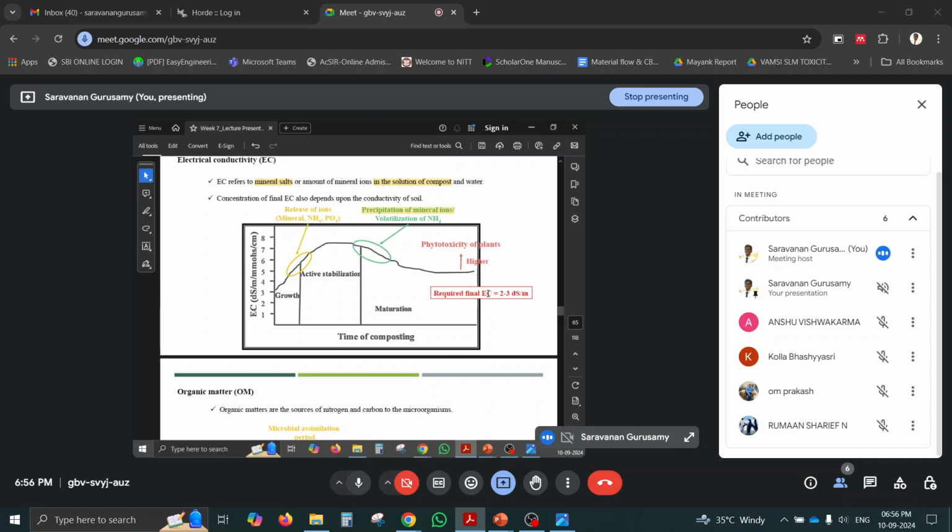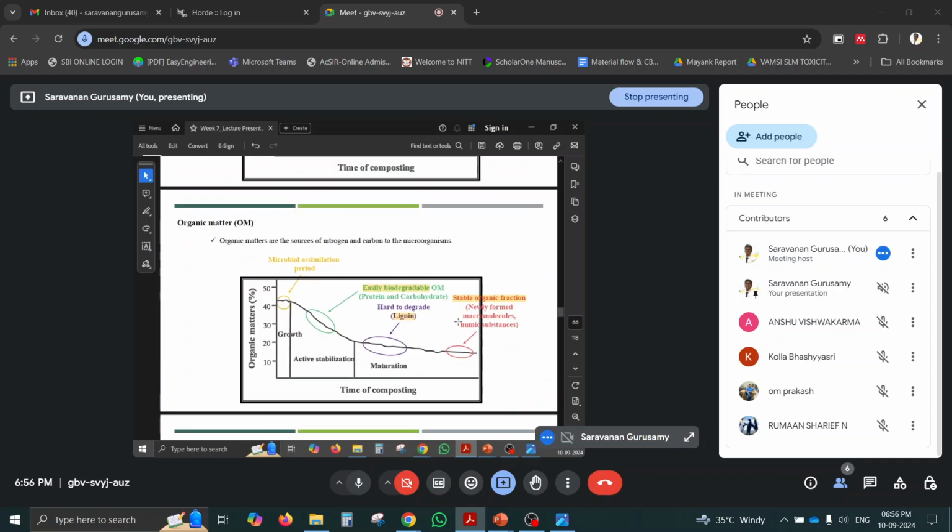What is phytotoxicity? Toxicity is the term used for whatever toxic things can happen to human beings, or an element which is causing toxic effects to an organism. Phyto means plants. So whatever causes toxicity to the plant is called phytotoxicity. Whenever the EC is greater than 2 to 3 decisiemens per meter, it will cause phytotoxicity to the plants.